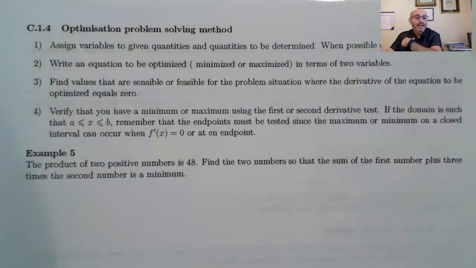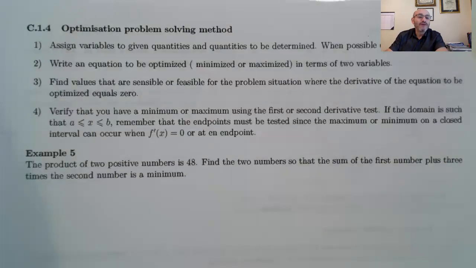And then second, you write the equation that you need to optimize, or in this case, minimize or maximize, in terms of just one variable. It says there in terms of two variables. Sometimes it is in terms of two variables, and you have to put one of the variables in terms of the other. It says find values that are sensible or feasible, meaning if we're dealing with time, maybe negative won't make sense. If we're dealing with volume, then maybe negative will not make sense according to the problem. Okay, so that's what that means.